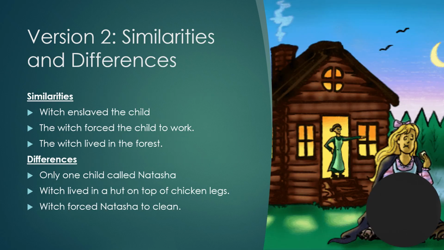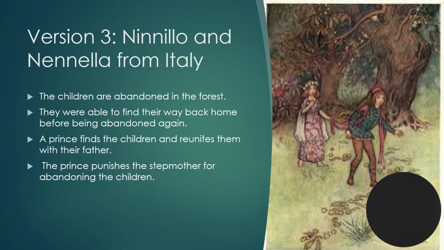So some similarities of Baba Yaga to other stories are the witch enslaved a child, the witch forced the child to work, the witch lived in the forest. Some differences are there was only one child called Natasha, the witch lived in a hut on top of chicken legs, and the witch forced Natasha to clean.